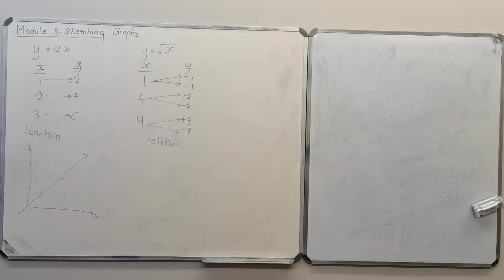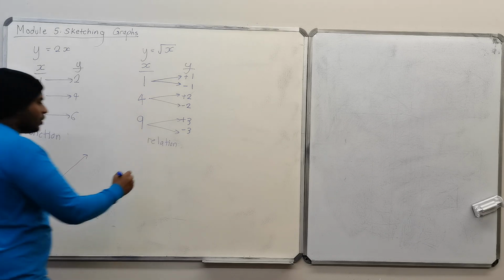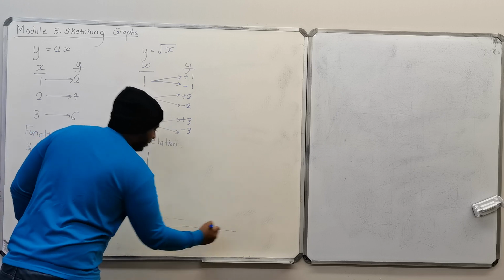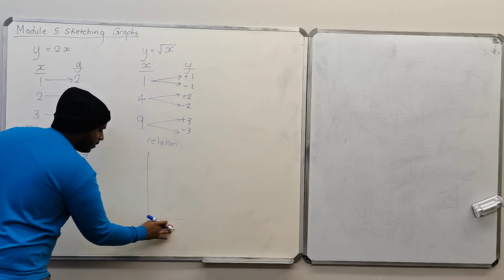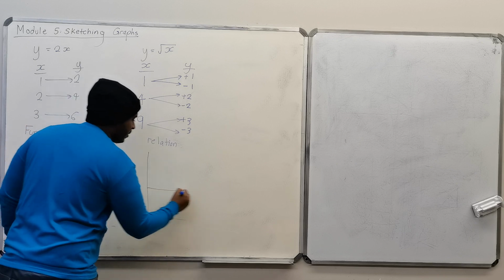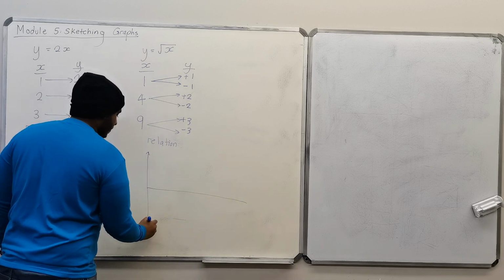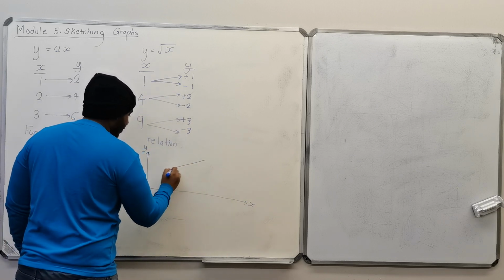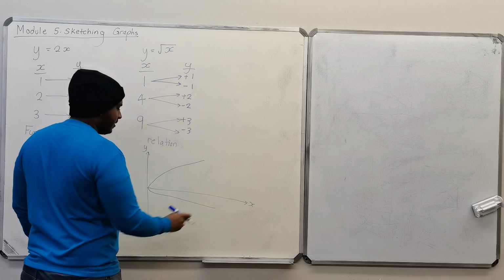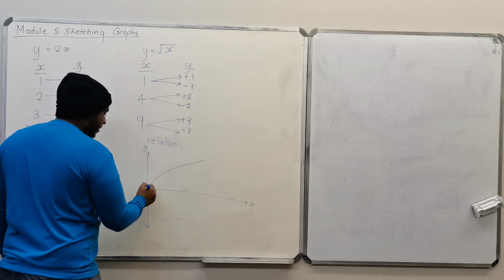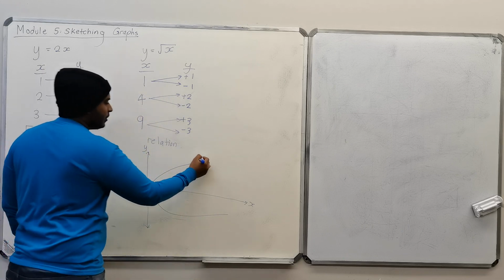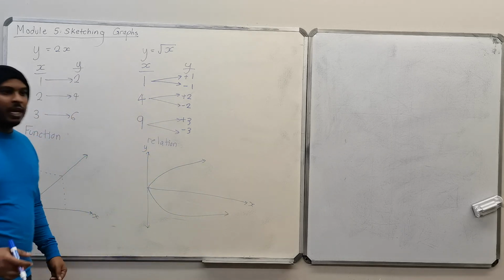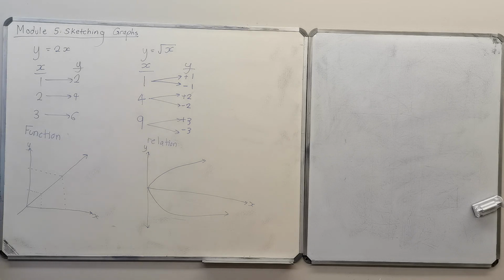Now for the y is equal to square root of x, that's more of a parabola graph, right? This is the y-axis, x-axis. So let's just say the graph looks something like this, horizontal. So let's say the graph looks something like this, right? Now we said for a relation graph, for every value of x, you obtain more than one y value.